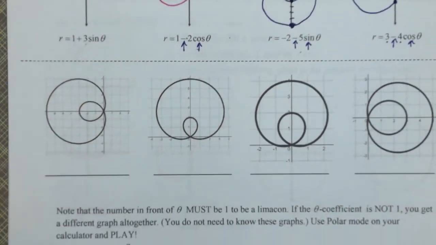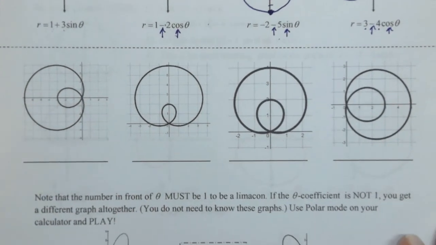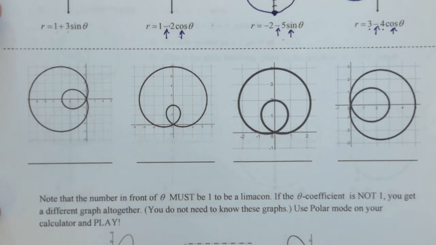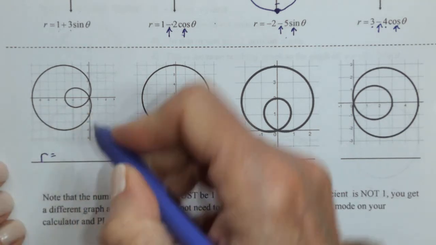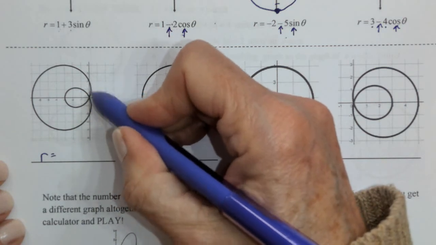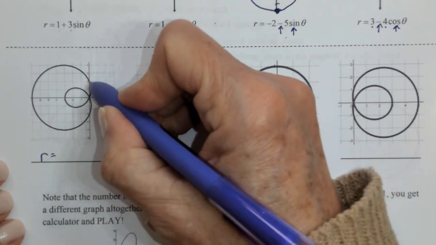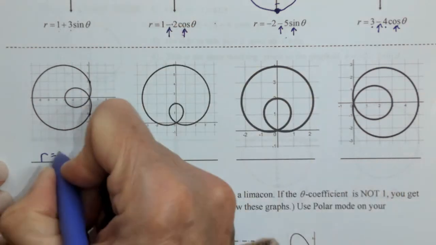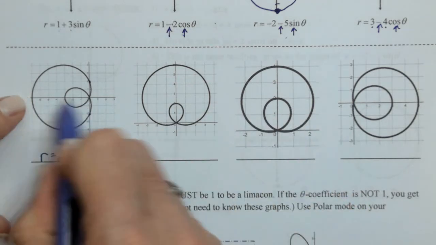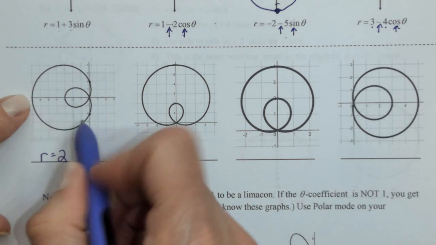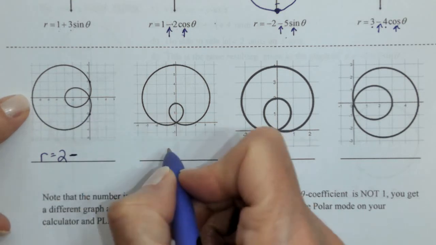Alrighty. Let's see how we get equations if we're given the graph. Okay? So I clearly see the limacon with a loop, right? So I'm going to have r equals, I go side to side. How far did we go side to side? We went 2 units side to side. So this first number is a 2. Okay? Alright. We're on the negative x-axis, so I know it's going to be a negative cosine.